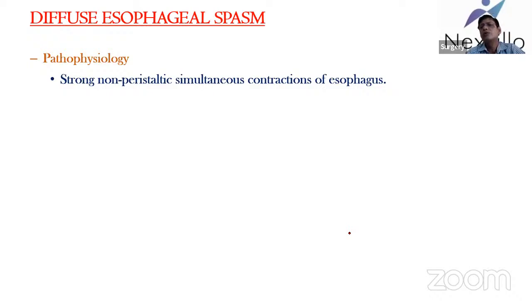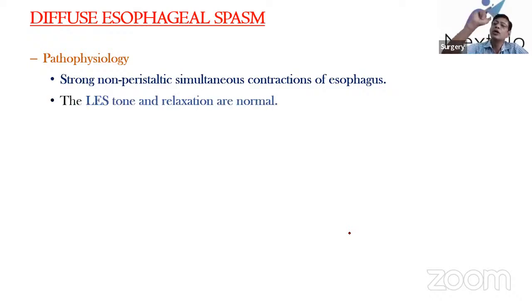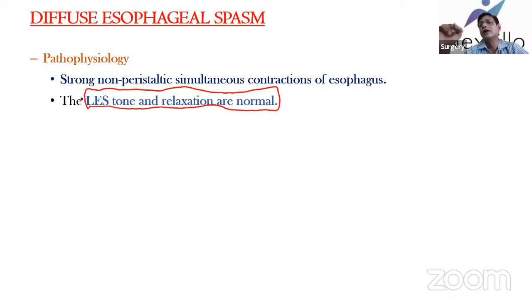In comparison to achalasia, where the lower esophageal sphincter tone was increased, here the lower esophageal sphincter tone is normal and the relaxation is normal. In achalasia, the relaxation was lost. Here the LES is normal. This is happening in the body of the esophagus all over, but not in the lower esophageal sphincter.